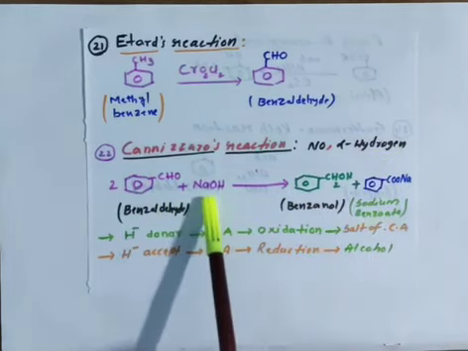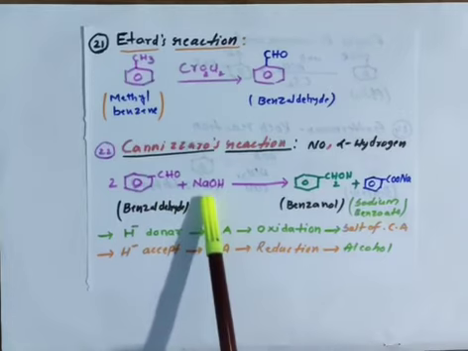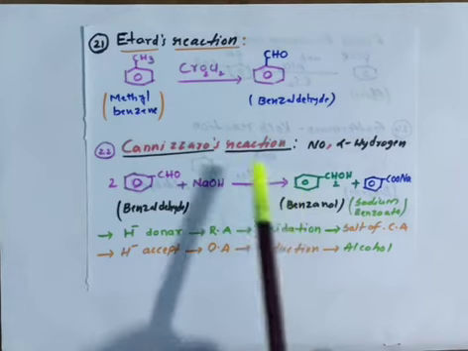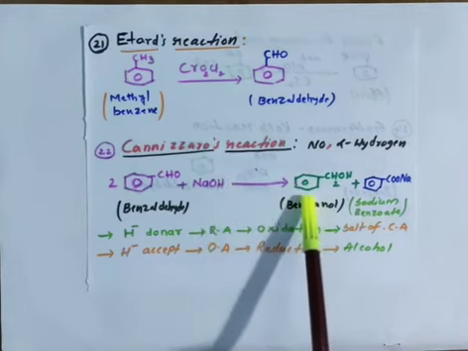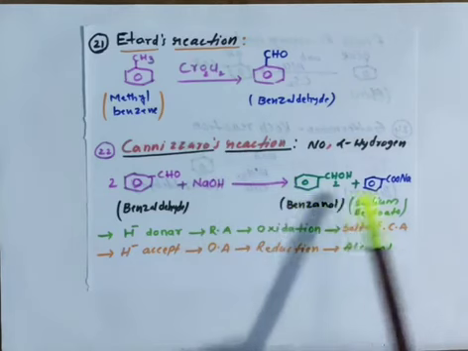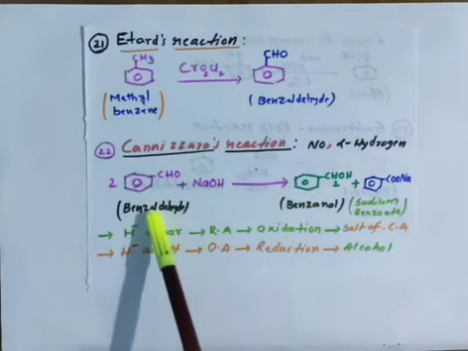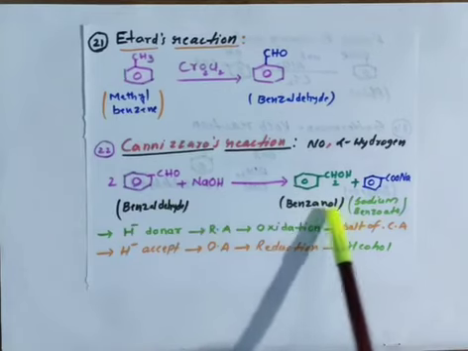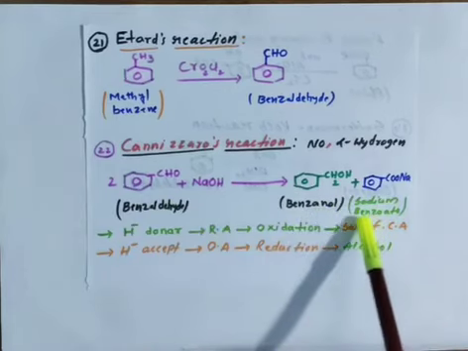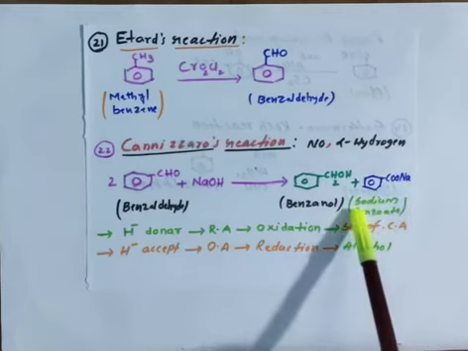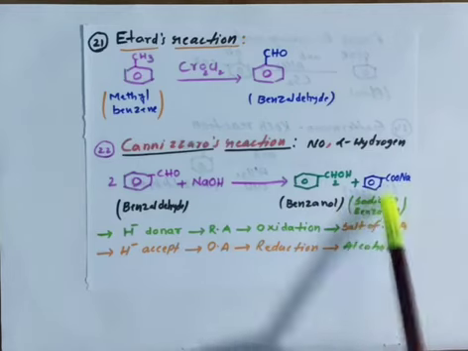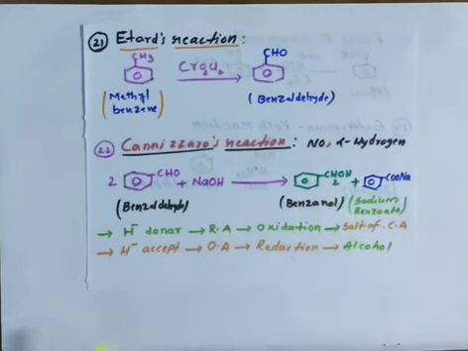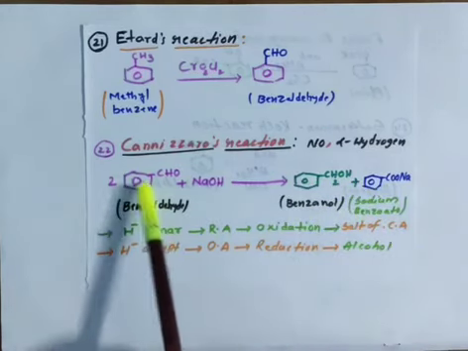See, benzaldehyde treated with NaOH, alkali, will be converted to two products. In the Cannizzaro reaction, you are getting two products. One is an alcohol and one is a salt. If you are taking benzaldehyde in the presence of NaOH, one you are getting is benzyl alcohol, and the other is the sodium salt of benzoate, that is sodium benzoate. Two products you are getting. But how can we remember these two products? Here, 2 moles of benzaldehyde are there, right?